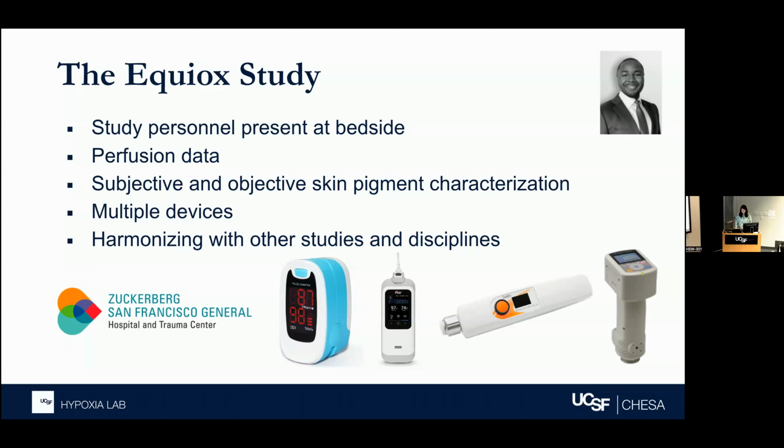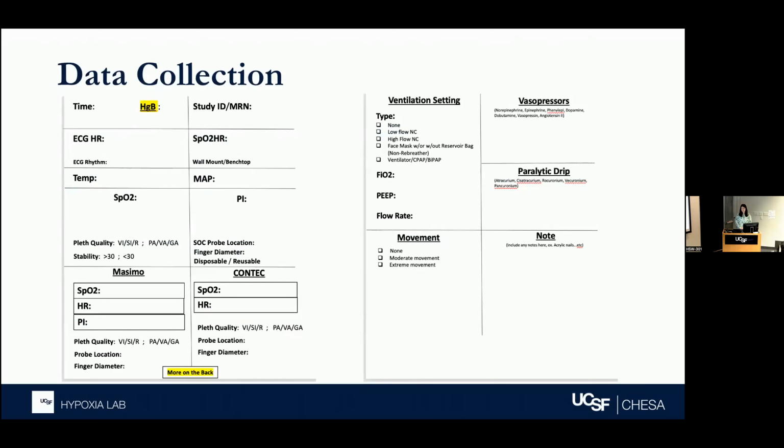A quick look at a snapshot of the data that we've been collecting. The key data points that we are focusing on and collecting in the moment, as I've said, are SpO2 and perfusion index in the exact moment that an ABG is being drawn. But we also collect additional variables. This here is a screenshot of a worksheet that study coordinators use at bedside to collect data. We collect things such as ventilator settings, vasopressors, and paralytics. And we're hoping to do some secondary analysis once we begin to look at the data.